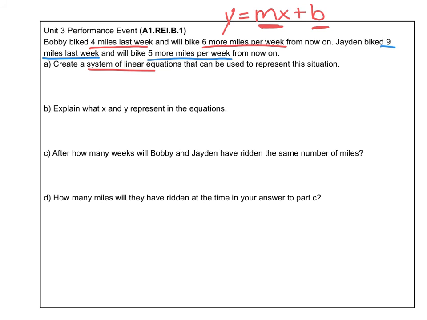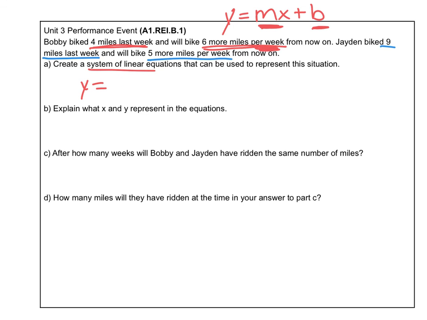So we'll start with the first one. 4 miles last week, 6 more miles per week from now on. Y equals 4x plus 6. Raise your hand if you agree. Okay, so Kaylee said y equals 4x plus 6. Raise your hand if you agree with that. Raise your hand if you think it's something different. Ooh, what do we think it is, Jason? 6x plus 4. Why would it be 6x plus 4?